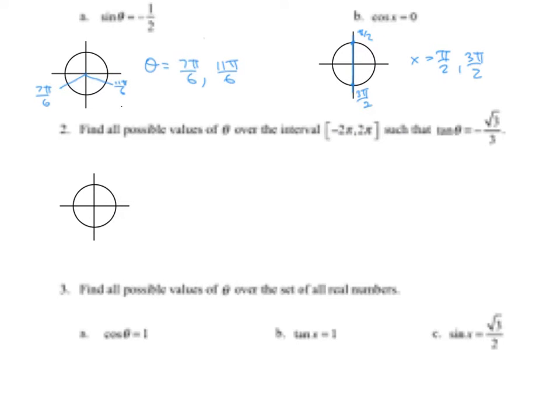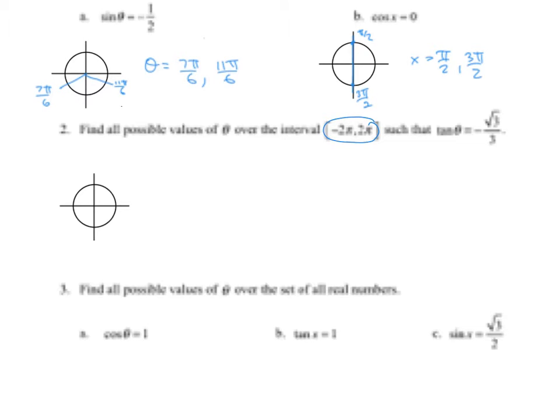In the next problem, it says to find all possible values of theta over the interval negative 2 pi to 2 pi, such that tangent theta equals negative radical 3 over 3. Now, our interval is different. The domain of this problem is now negative 2 pi to 2 pi. So we're not just looking at our normal unit circle from 0 to 2 pi, we're also considering the angles from negative 2 pi to 0.